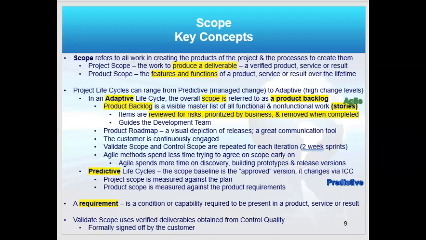Predictive projects will use a predictive life cycle, and the scope baseline will be formally defined. And remember, we defined that the scope baseline is that approved version of the scope. It's also helpful to know the definition of a requirement. A requirement is a condition or capability that must be present in a product, service, or result, which you know is the definition of a deliverable. So the definition of a requirement is worth knowing: the condition that must be present in the deliverable.